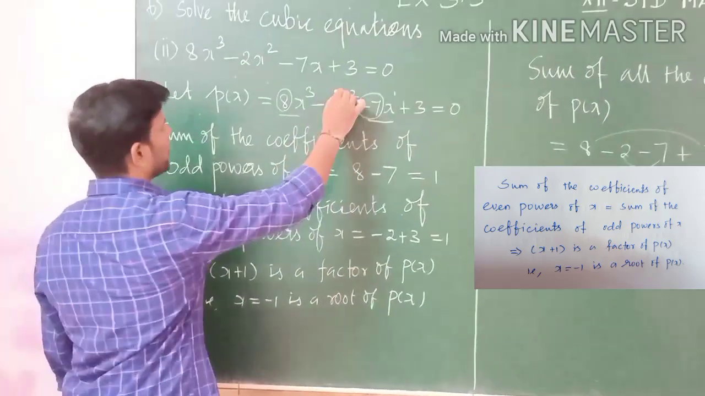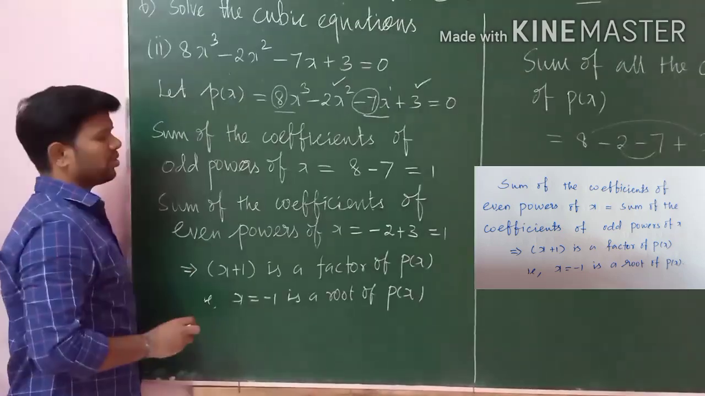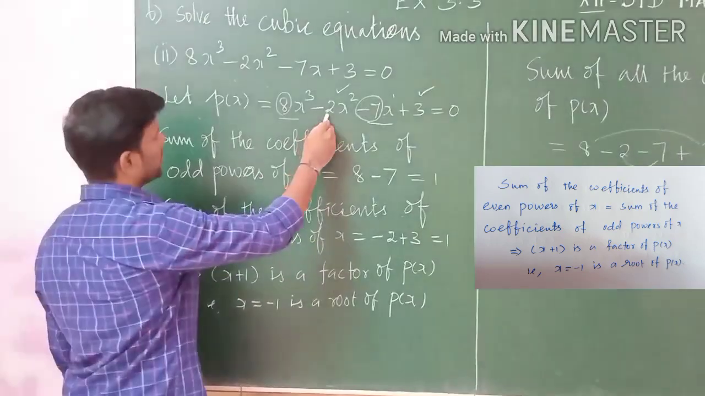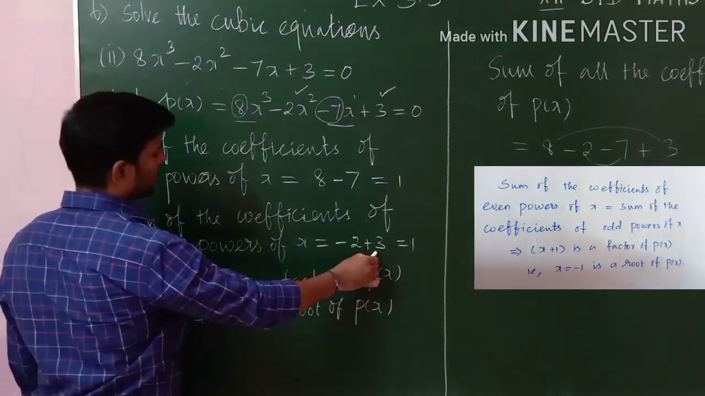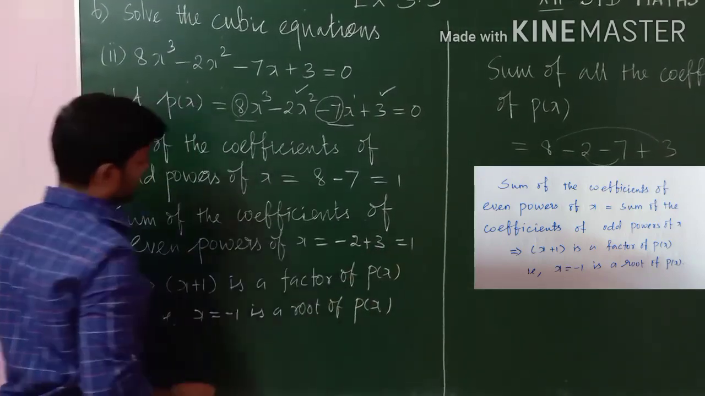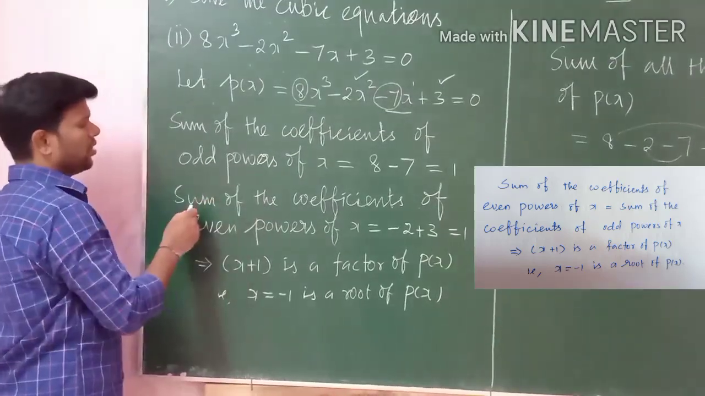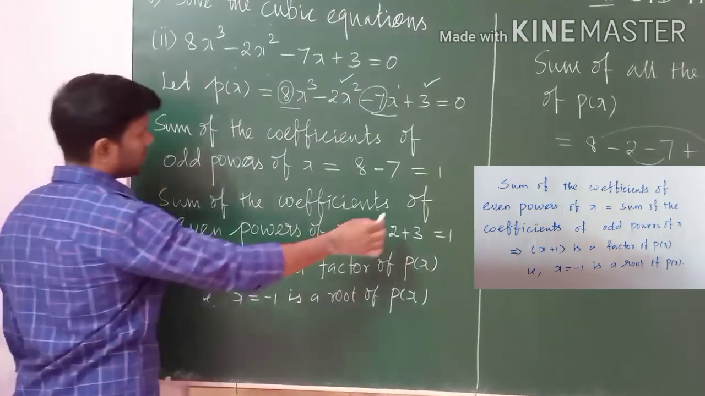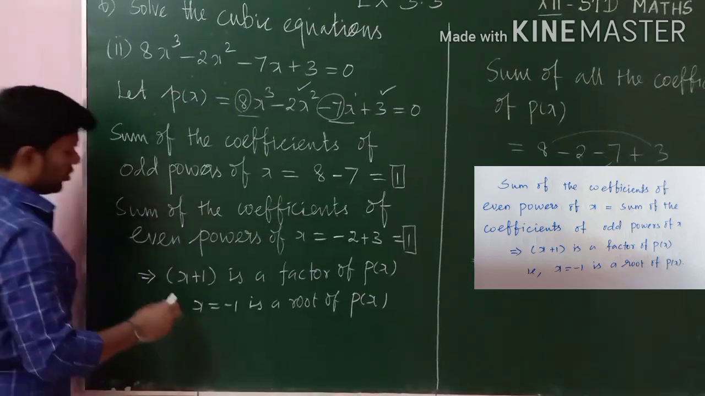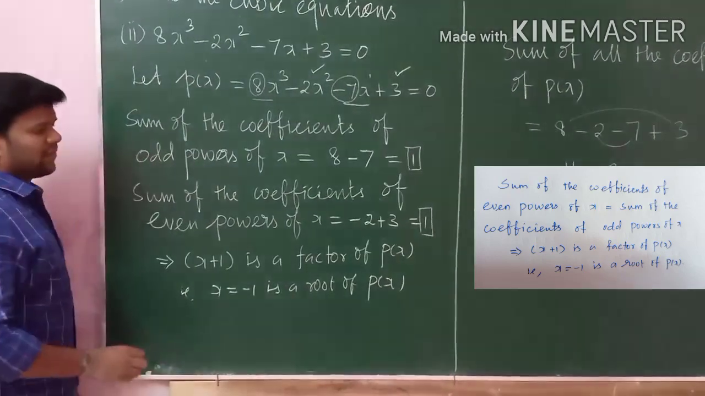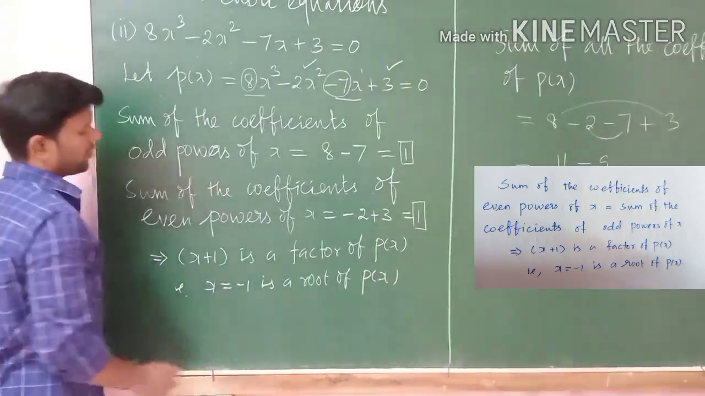So what are the even powers of x? X square including the constant term. Even powers and constant term, so the coefficients are minus 2 and the constant term plus 3. So minus 2 plus 3. So 3 minus 2, 1. So sum of the coefficients of odd powers of x and sum of the coefficients of even powers of x are equal, both are 1. So x plus 1 is a factor of p of x. That is, x is equal to minus 1 is a root of p of x.